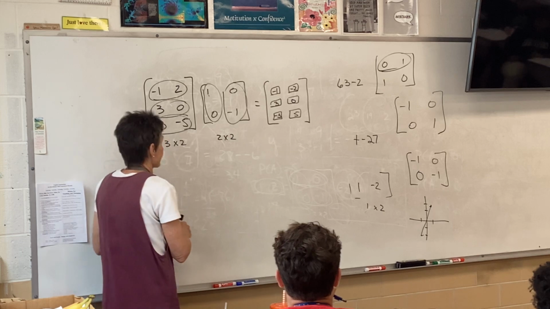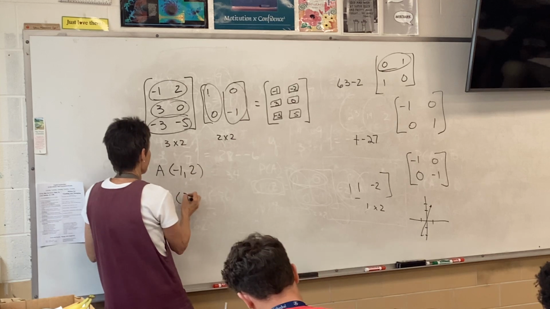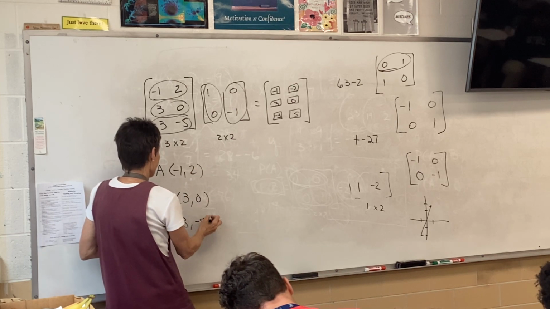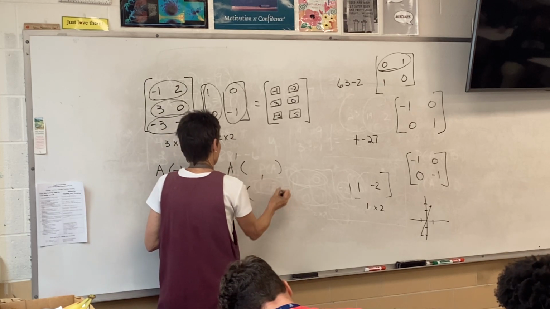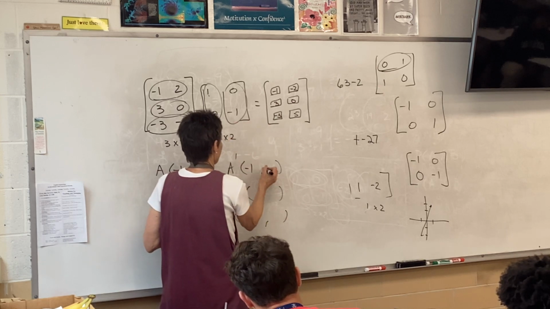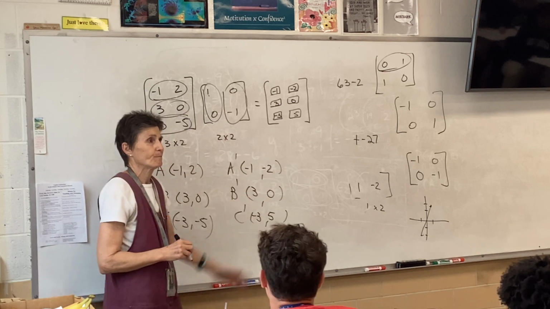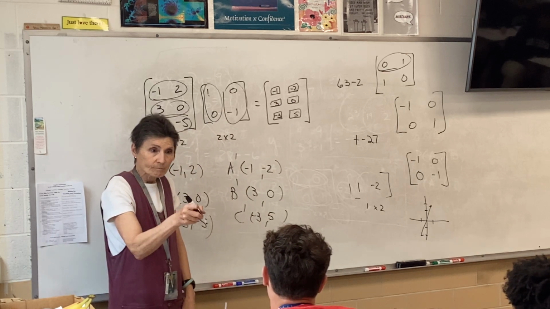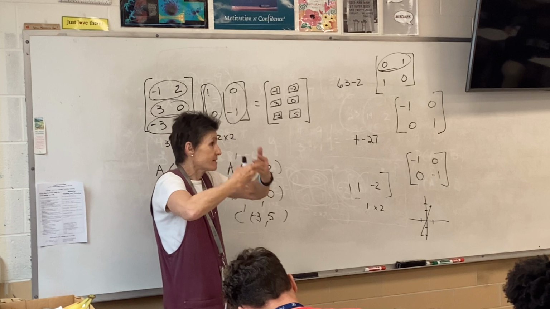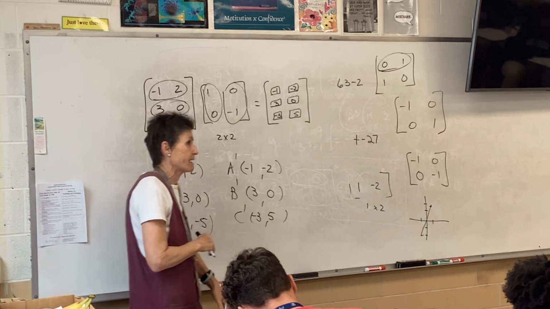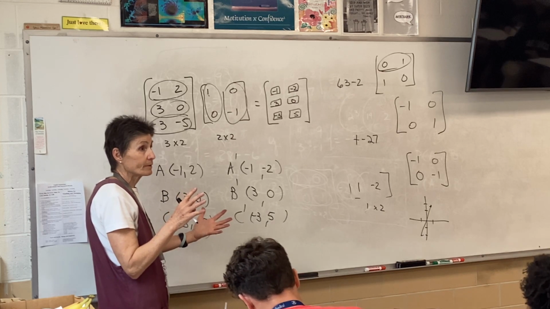So what are my new points? The original A, B, and C were here. That's what they gave me. And it looks like my new points, we usually call them A prime, B prime, and C prime. Those are the new points. And they are (-1, -2), (3, 0). Wait a minute. How come that one didn't change? Because it's on the x-axis. And if it's already on the x-axis, it's not going to reflect anywhere, right? Across the x-axis. Okay, easy enough? Not hard.